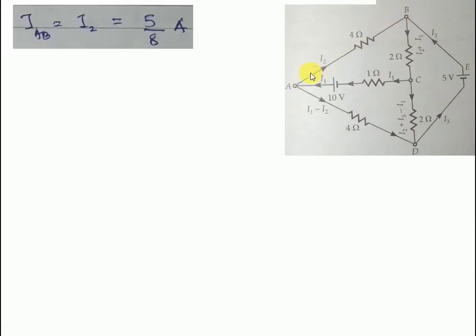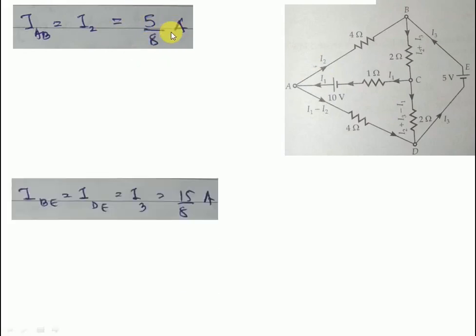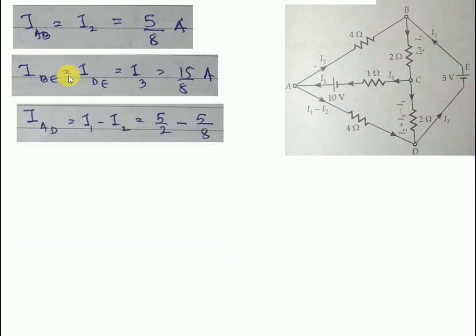So the problem is I have to find the current through each arm. That means current in arm AB will be i2. That i2 I already know, it's 5 by 8 ampere. Now current in BE, BE is i3, so you can directly put the value. And current in AD, AD is i1 minus i2, you put the value, you'll get the current.